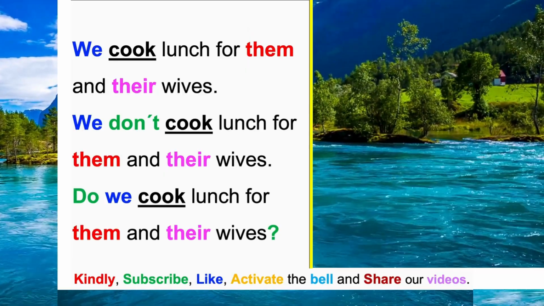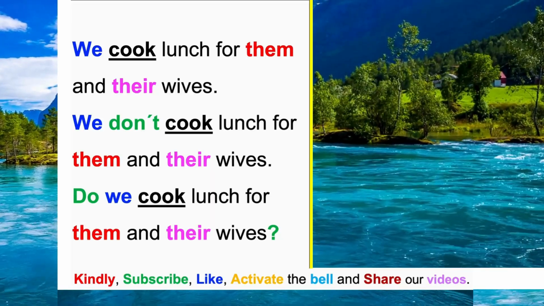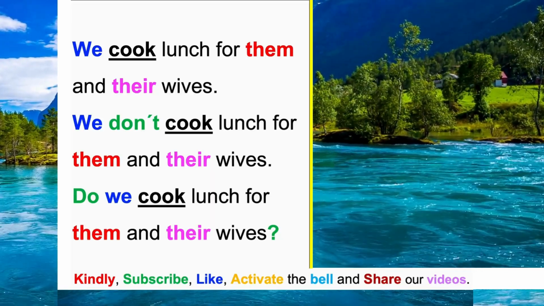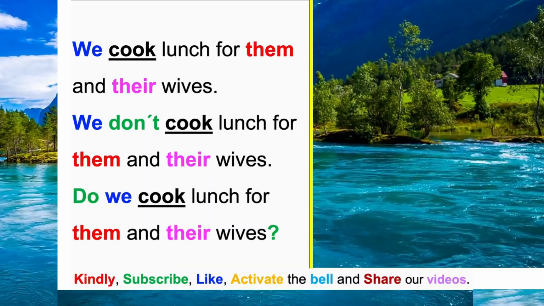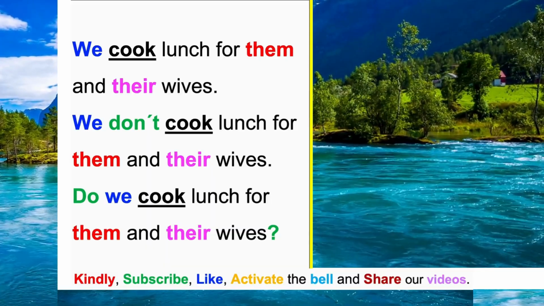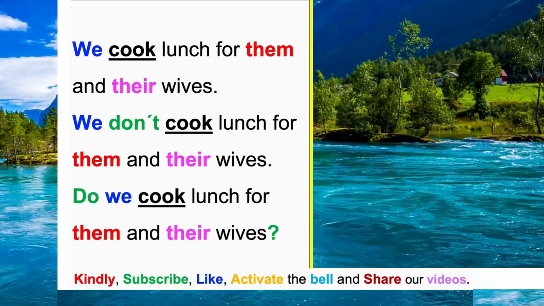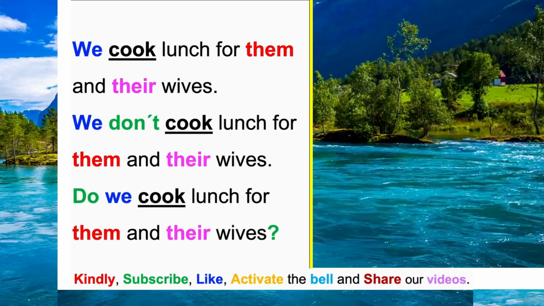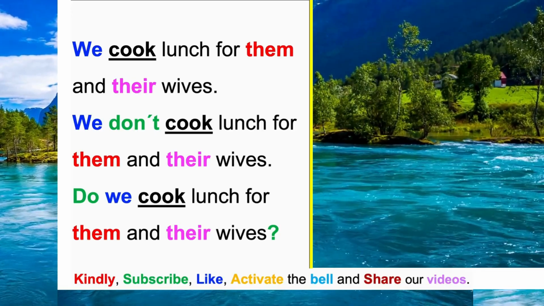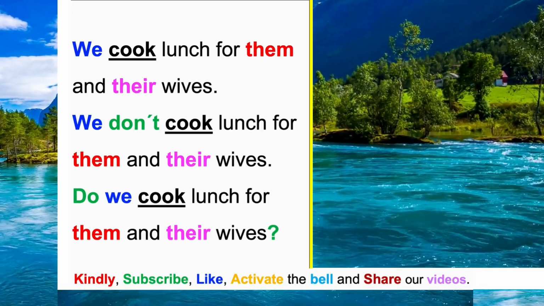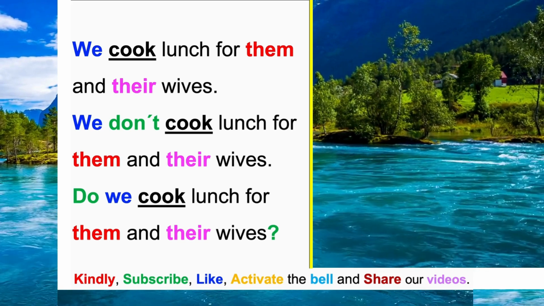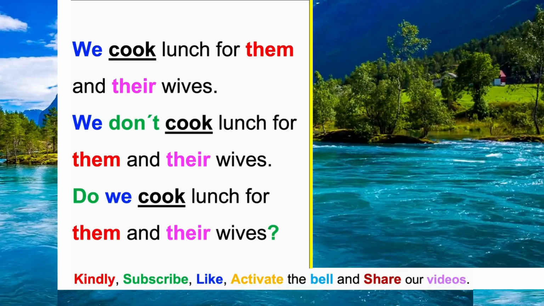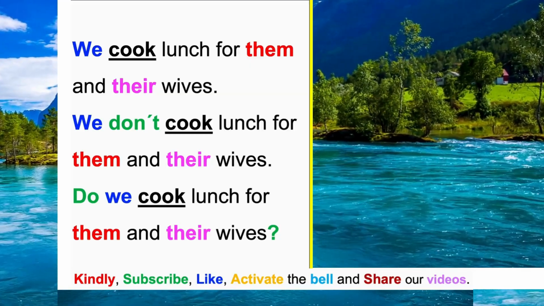We cook lunch for them and their wives. We don't cook lunch for them and their wives. Do we cook lunch for them and their wives? Let's repeat after me these examples. We cook lunch for them and their wives. We don't cook lunch for them and their wives. Do we cook lunch for them and their wives?